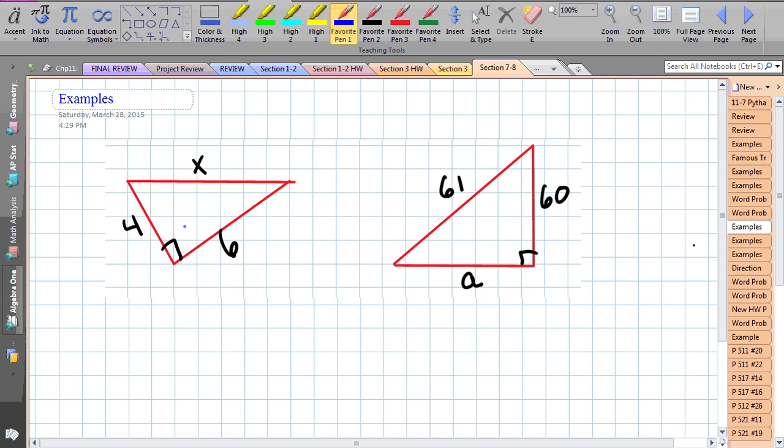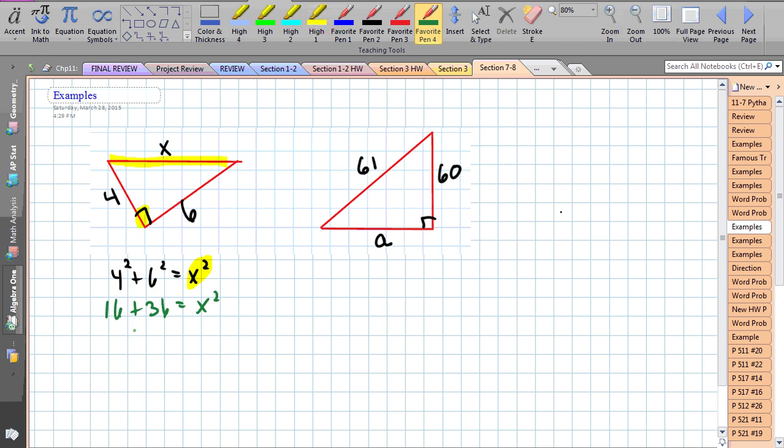So in this case, we have right triangles, and it's always helpful to recognize where the hypotenuse is. The hypotenuse is always going to be the side opposite the 90-degree angle, or the right angle. So in this case, I can use Pythagoras. I can go 4 squared plus 6 squared equals x squared, because the hypotenuse is always going to go by itself. So we got 16 plus 36 equals x squared, and that's going to be 52 equals x squared. And so x equals the square root of 52.